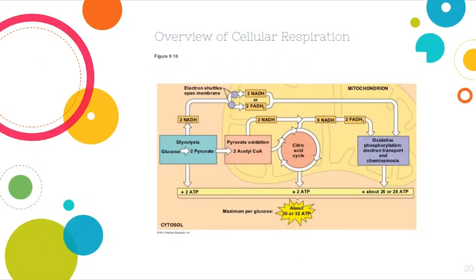Overall, these are the steps. We're not going to get into too much of it right now, but we're going to start with glycolysis, which is going to make some of this NADH stuff and some ATP. This is happening in the cytoplasm. We're going to move into the mitochondria where a bunch of stuff happens.